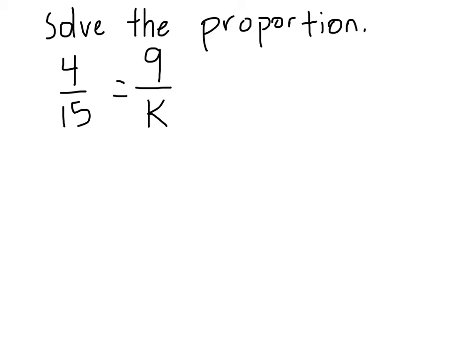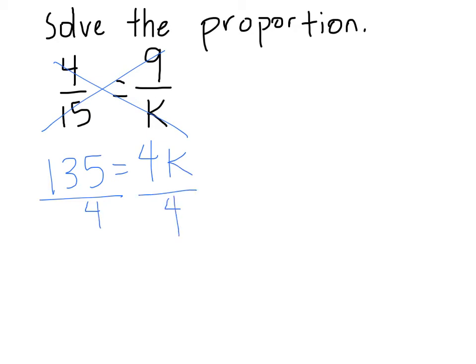Okay, so we're going to cross multiply. So I get 135 equals 4k. Divide both sides by 4, and k equals 33.75.